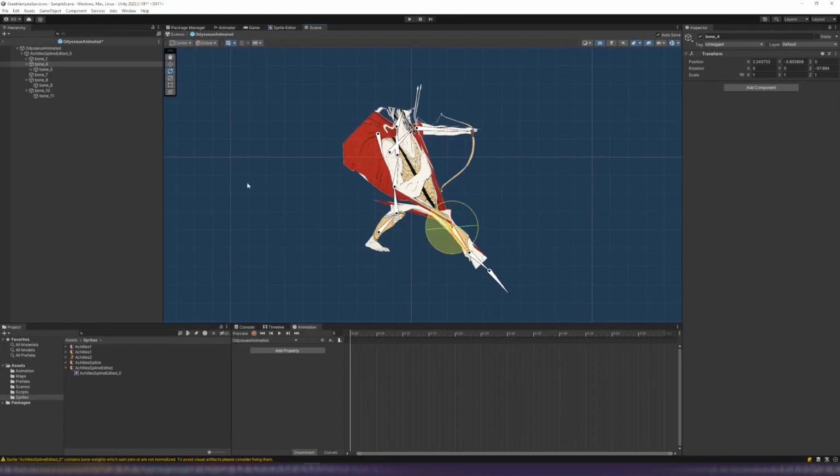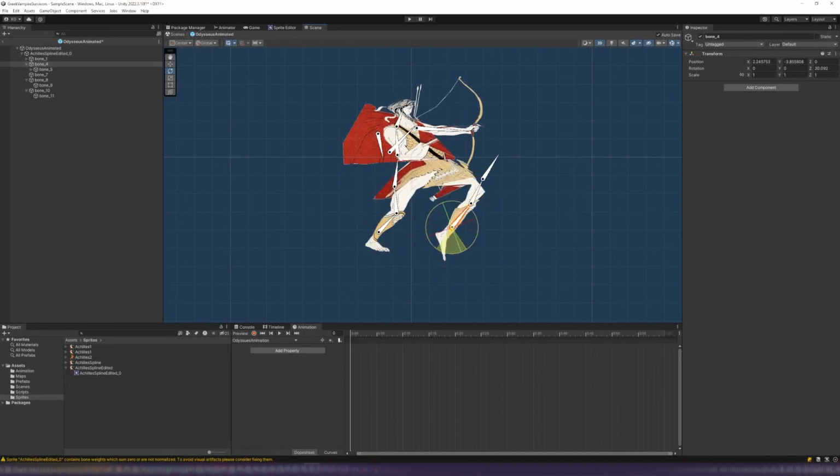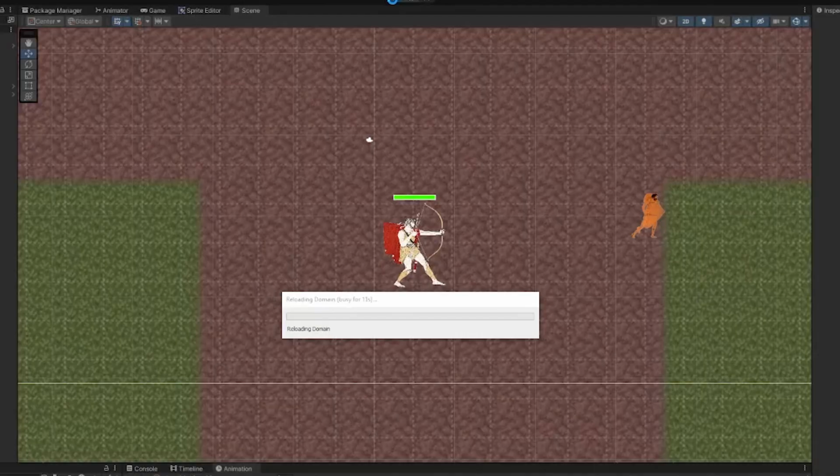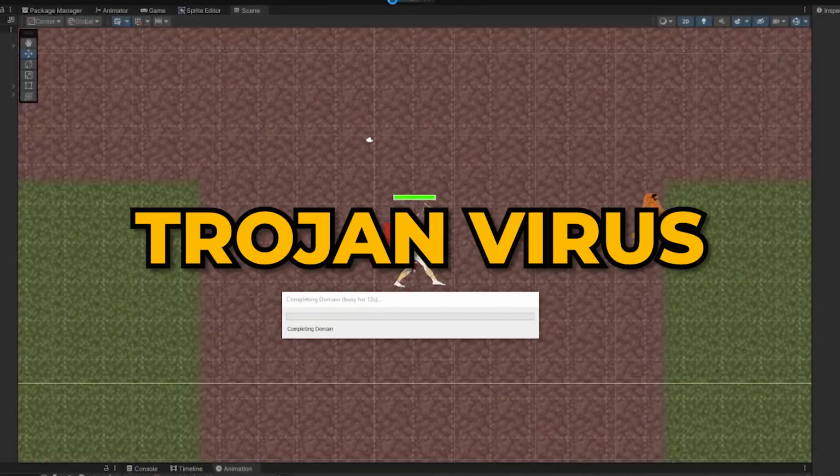That is... That's not how that's supposed to look. It looks terrible. Rumor has it there's actually a Trojan virus on your computer right now.